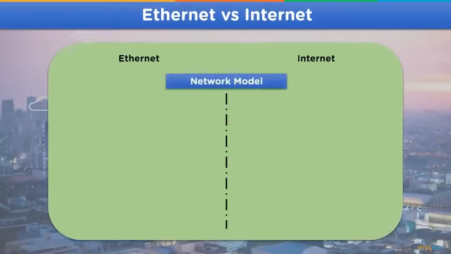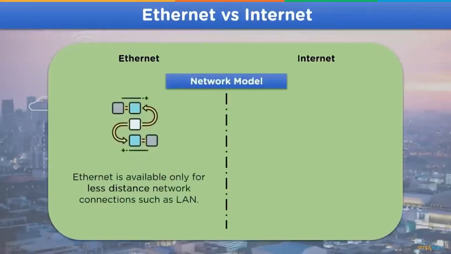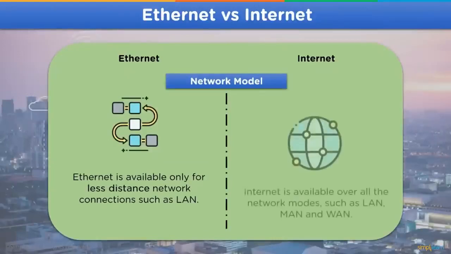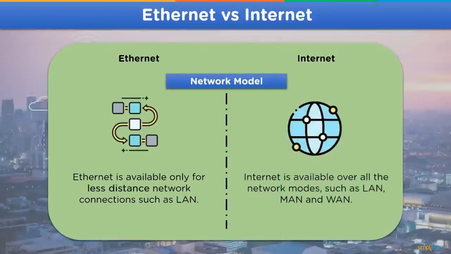Moving on, the next difference is the network model. Ethernet is available only for a low distance connection, for example, LAN, whereas the Internet is available for all network connection distances, be it LAN, MAN, or WAN.